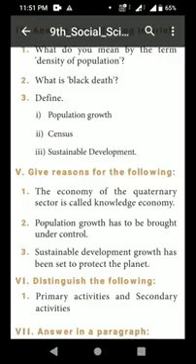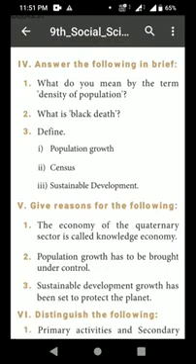Yes, students, today I am going to give only 3 questions. Okay, answer the following brief 2 questions and answer in paragraph 1 question. So please study thoroughly. First question: what do you mean by the term density of population? That page number 212. Take page number 212. What do you mean by the term density of population?